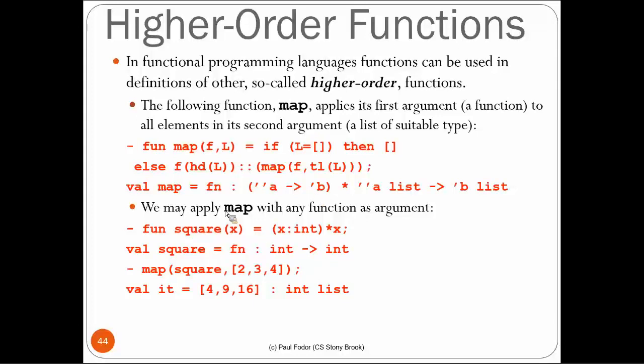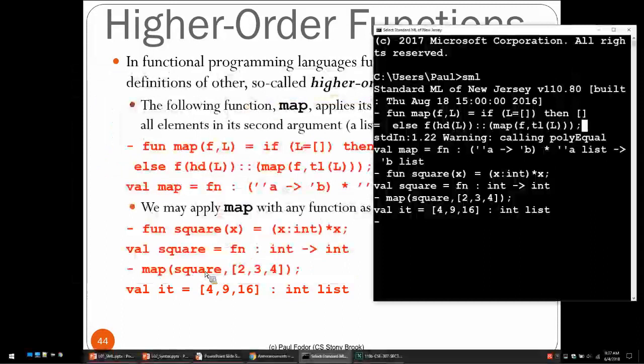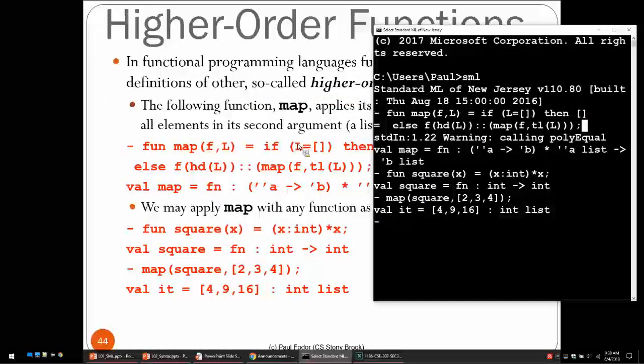Simply, we can define a function square that takes any integer x, and it returns the product of x with itself. So we can see here that basically this is a function from integers to integers. Therefore, if we apply the function map on the square function with the list of elements 2, 3, 4, a list of integers, it returns the squares of those three integers. So it applies the function square, which was an input to the map function, on every one of the elements. And earlier, before the lecture, I actually implemented these three statements in SML.